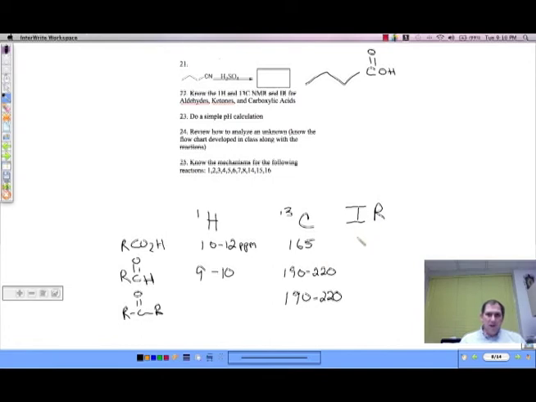In the IR, remember this shows a large OH stretch, right? And the aldehyde usually shows two peaks at 2800. Ketone, nothing major except for C double bond O.